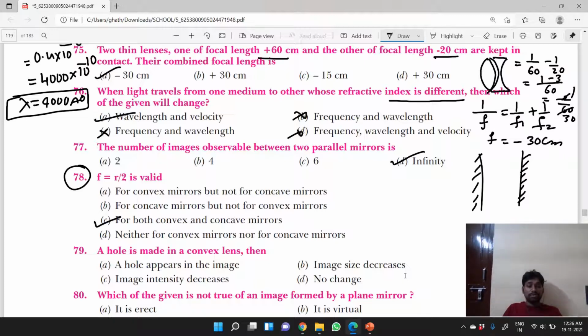A hole is made in a convex lens. Listen, this is a convex lens. In this, a small hole is made. In this hole is made. Then what happens? Just the intensity of the image gets decreased. Other than that, it remains the same.